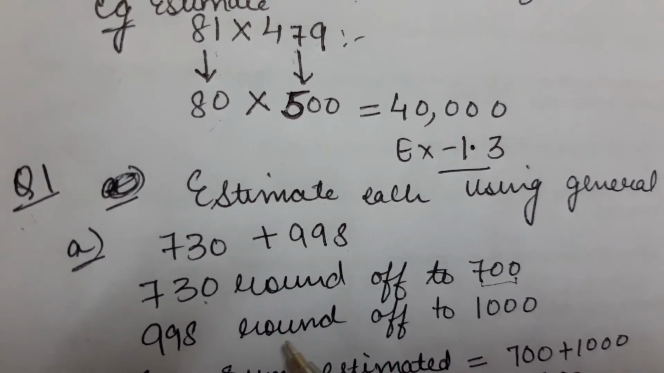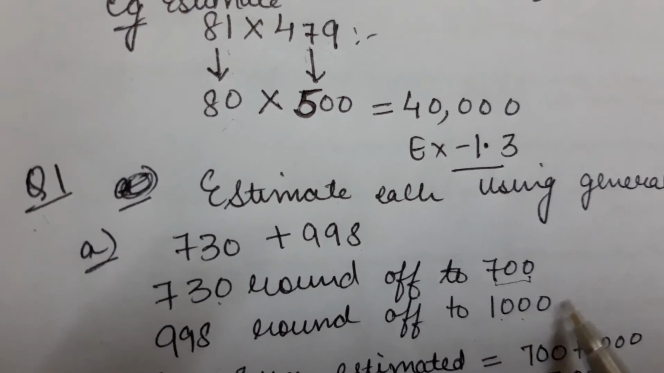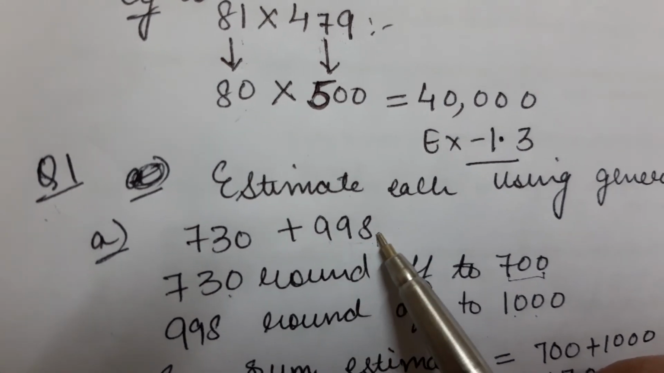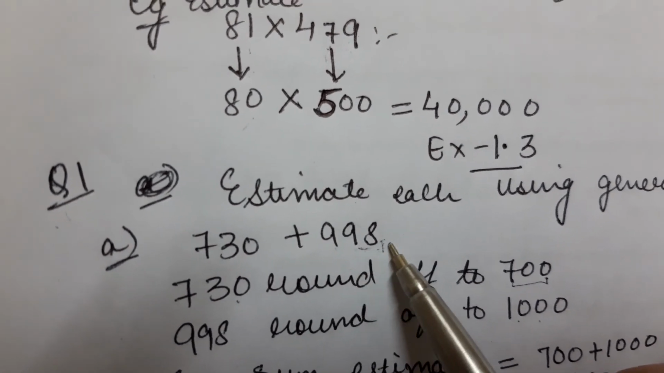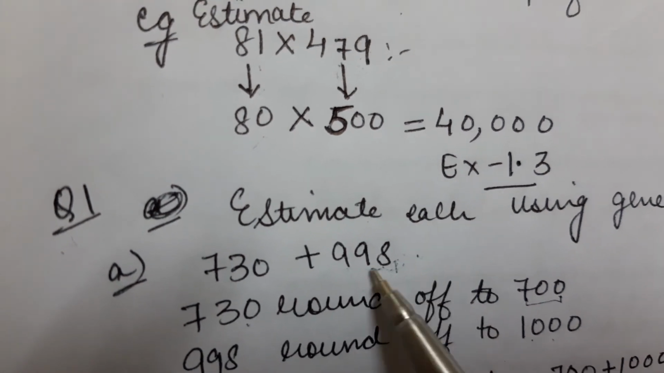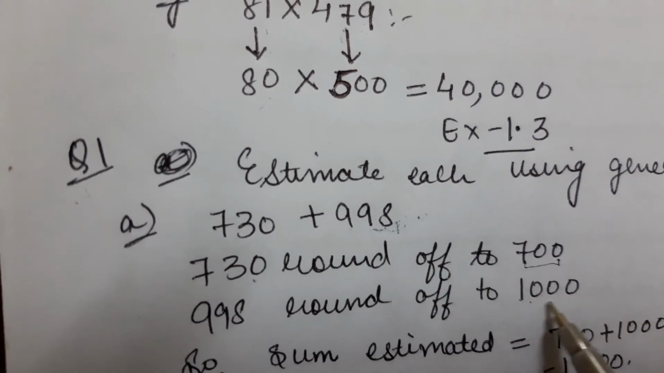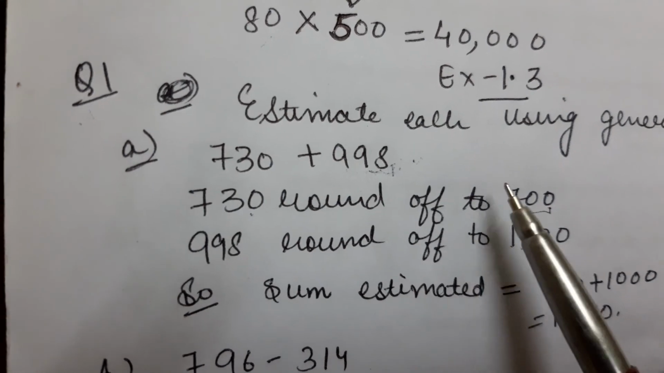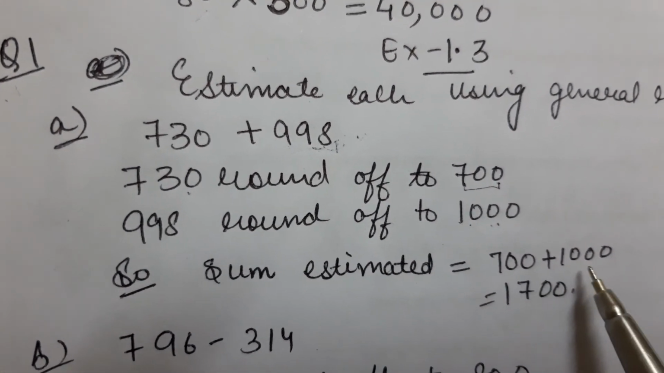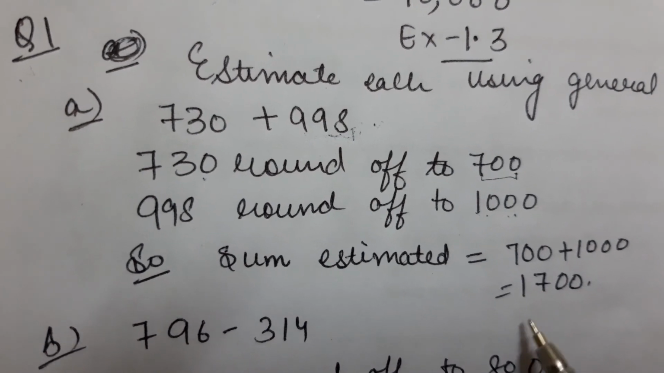998 will round off to 1000 because 998. Now 98 is greater than 50, so it will go to the next. After 900 we have 1000. So after rounding them off we will find the addition. So sum estimated is 700 plus 1000, that is 1700.